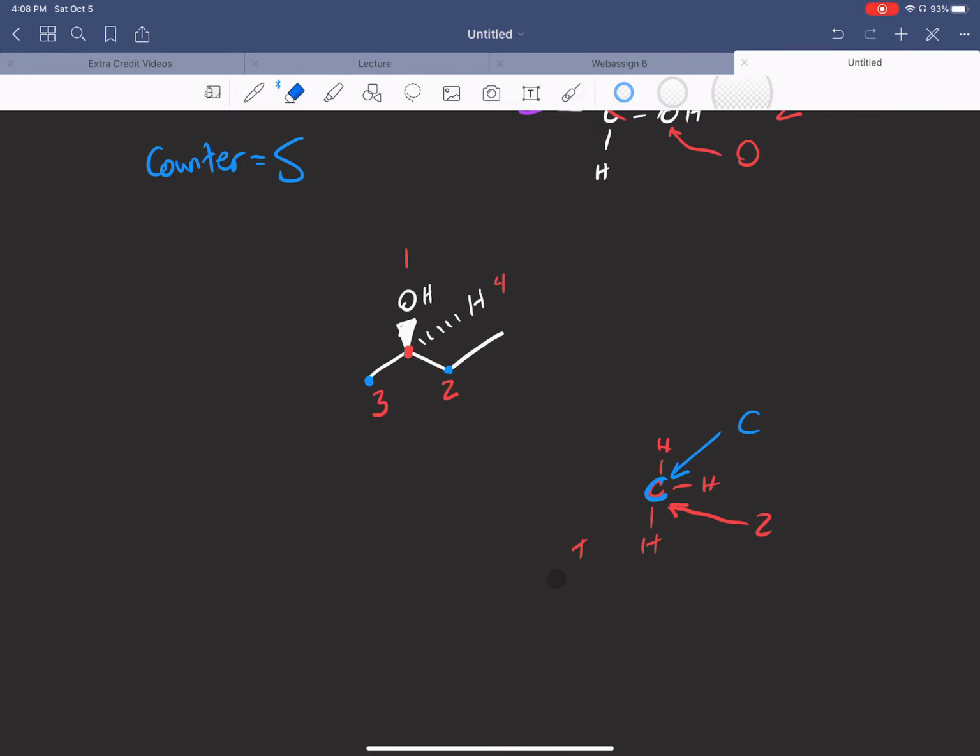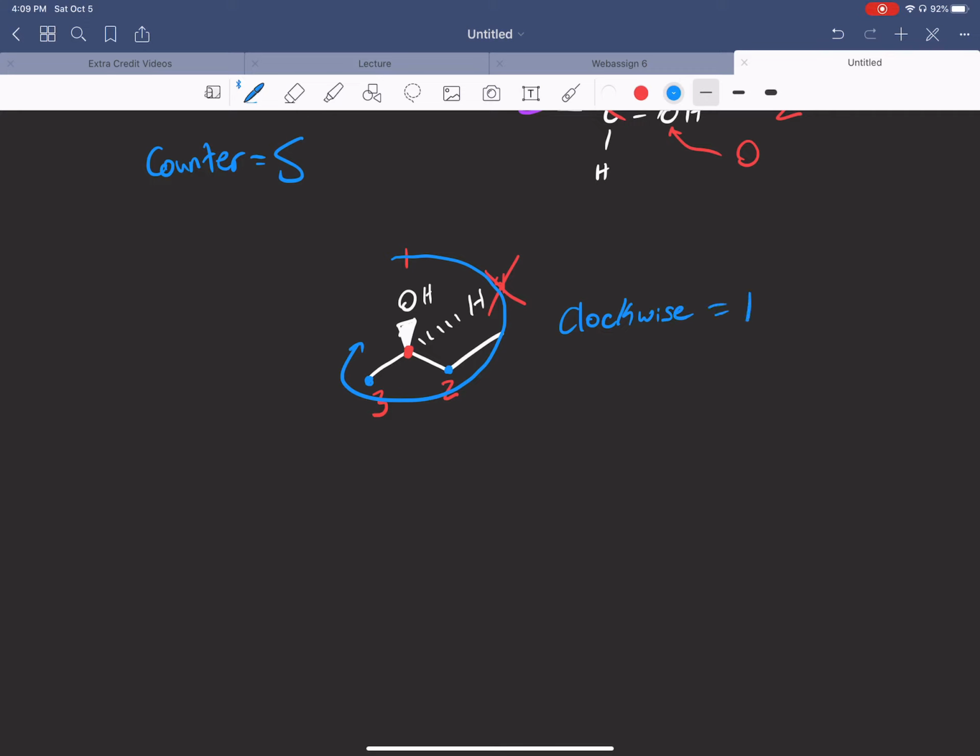Let's erase all this. And so now what we need to do is draw our arc. Okay? So we have our priority groups, cross out the one labeled 4, and you can see that our 4 is dashed, so we're still in our easiest R and S configuration. So now draw the arc from 1 to 3. Okay, we went clockwise, right? And so because we went clockwise, that carbon was the R configuration.